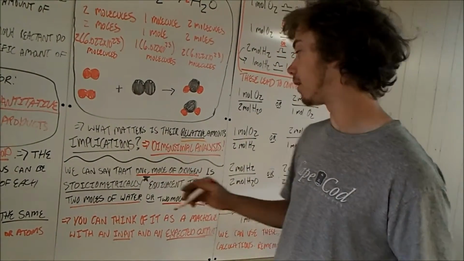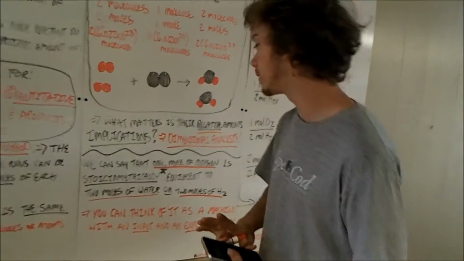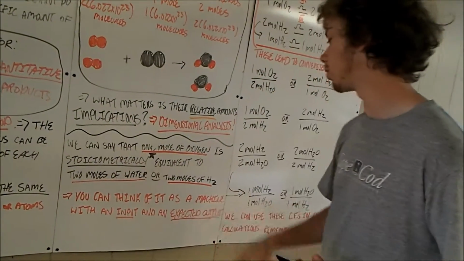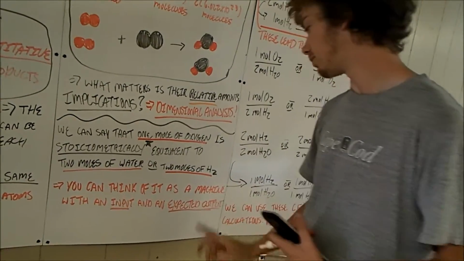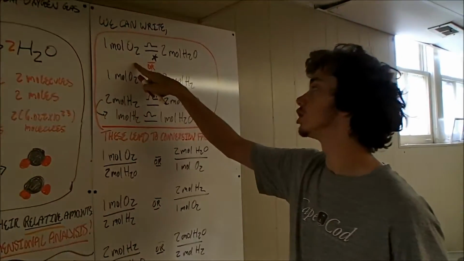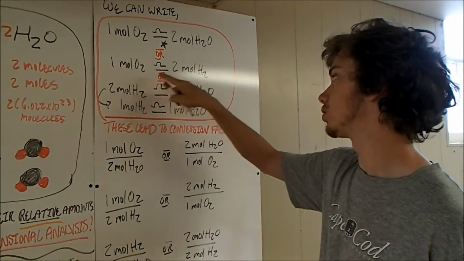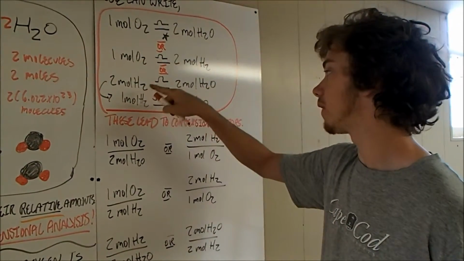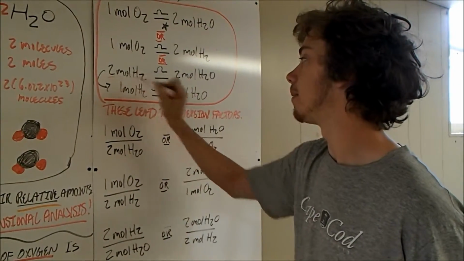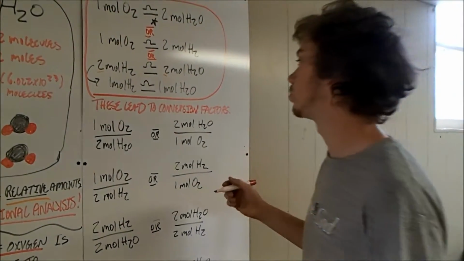So what does this implicate? Well, it tells us that what we're going to be looking at is a dimensional analysis. So we can say that 1 mole of oxygen is stoichiometrically equivalent to 2 moles of water or 2 moles of hydrogen. You can think of it as a machine with an input and an expected output. So we can write 1 mole of oxygen is stoichiometrically equivalent to 2 moles of water, or 1 mole of oxygen is equivalent to 2 moles of hydrogen, or 2 moles of hydrogen are equal to 2 moles of water. And because these numbers are the same, the only thing that matters is the relative amounts. We can break down the lowest terms and say 1 mole of hydrogen is equivalent to 1 mole of water.